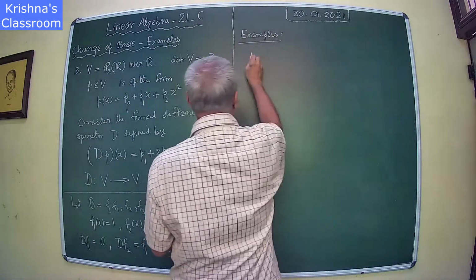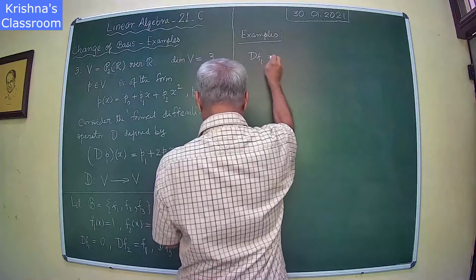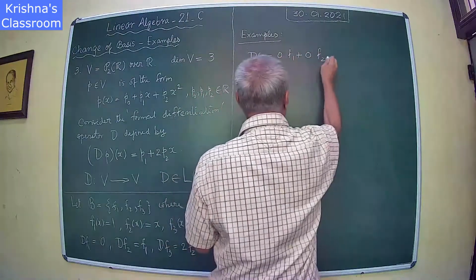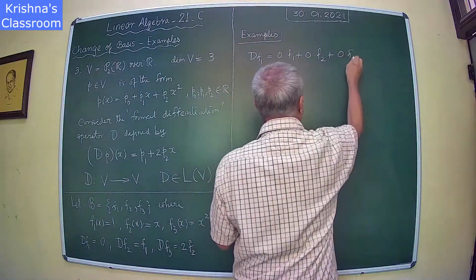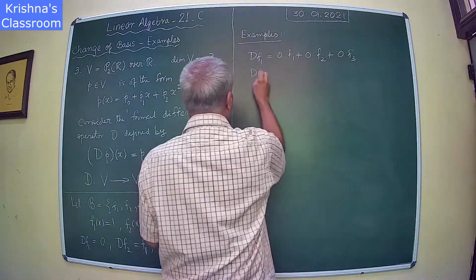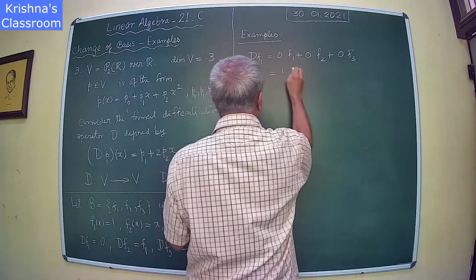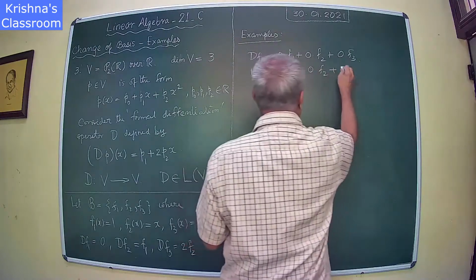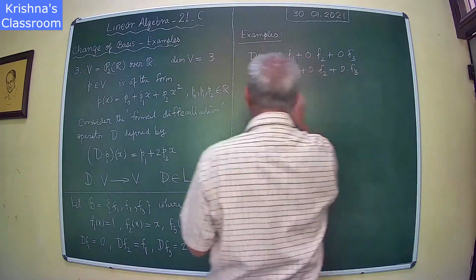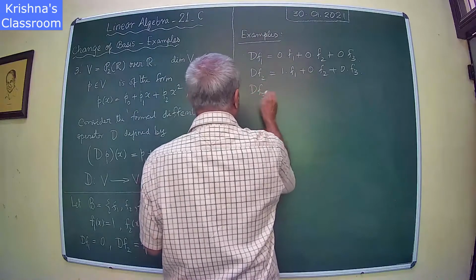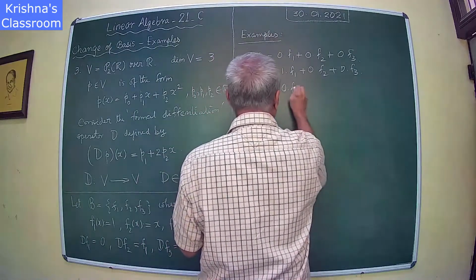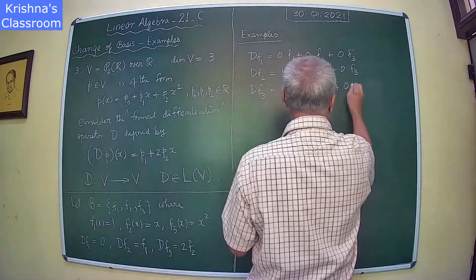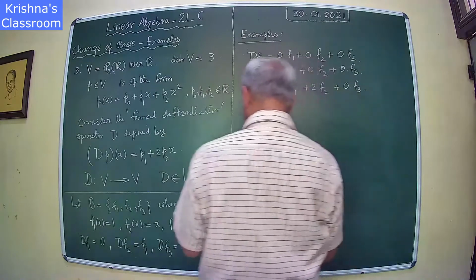That is D of f1 equal to 0 times f1 plus 0 times f2 plus 0 times f3. D of f2 equal to 1 times f1 plus 0 times f2. D of f3 equal to 0 times f1 plus 2 times f2 plus 0 times f3.